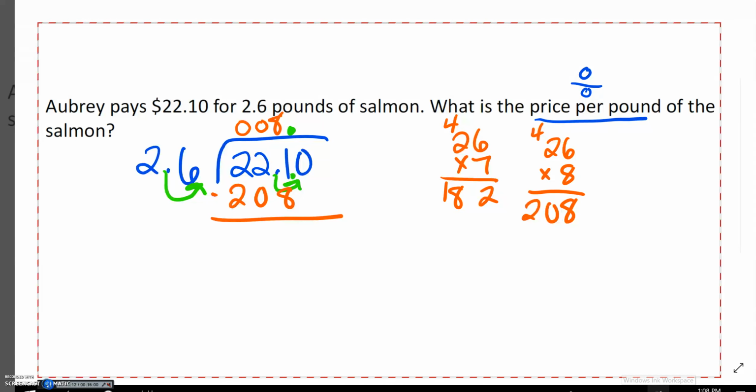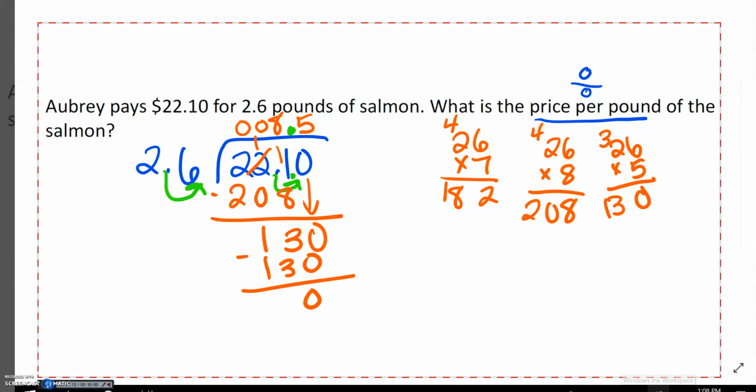And now I'm going to subtract. This will become 11, and that becomes 1. So 11 minus 8 is 3. 1 minus 0 is 1, and that's just 0. Bring down my 0. 130. That ends in a 0, so I'm going to try 5. 26 times 5 is 30, carry my 3. 5 times 2 is 10, plus 3 is 13, so that's going to work. So 130, subtract, that's 0. So my answer is going to be 8 5/10.